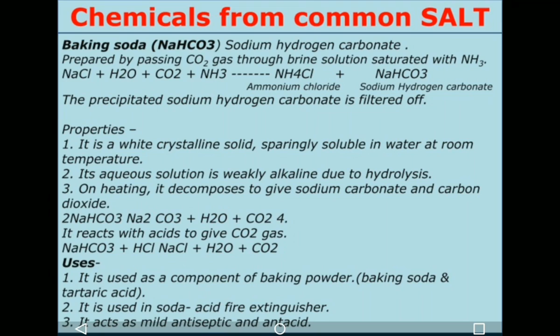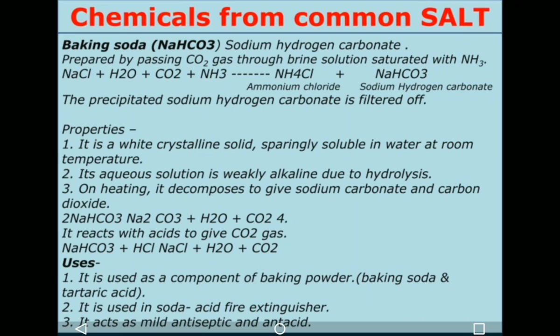What are we going to do? We make an aqueous solution of sodium chloride and pass CO2 gas in the presence of saturated ammonia, NH3. Then what do we get? We get ammonium chloride plus sodium hydrogen carbonate. It means our baking soda is produced. This is the preparation of baking soda.